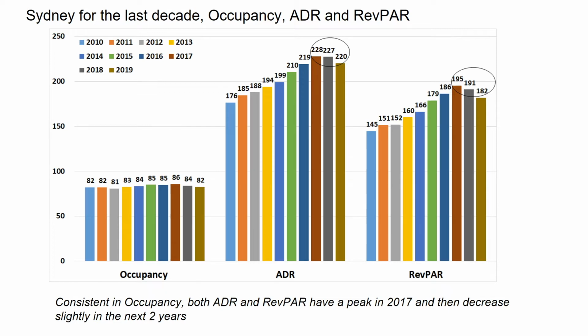For the ADR, the peaking point is in 2017 as well. They have an ADR of 228. The same peaking point happens in RevPAR. This is in 2017 as well with 195. For ADR and RevPAR, you see that they both decrease after 2017.